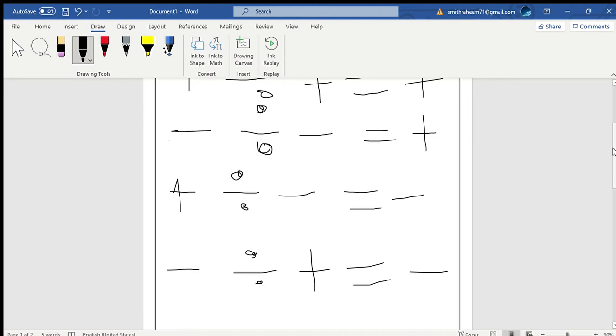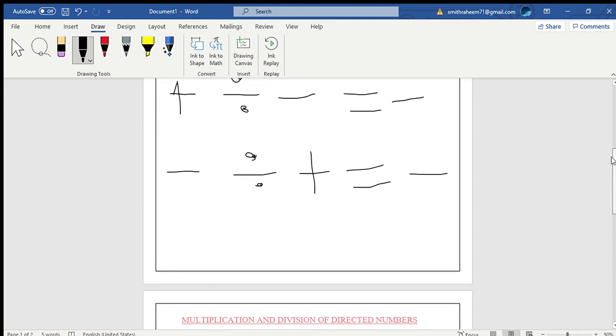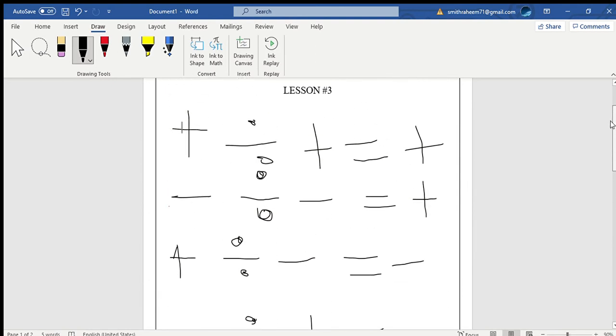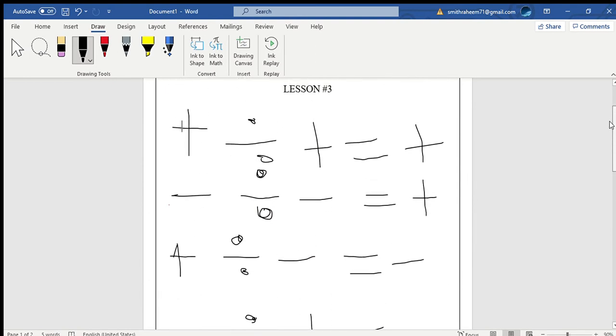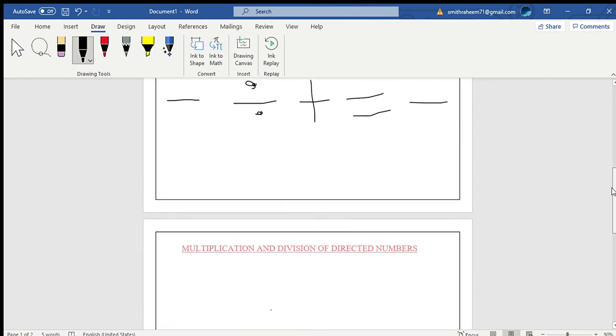Okay, so I'm going to give you some examples with the multiplication and also with the division. And if you're not sure what the positive and the negative are, you could watch lesson 1 and lesson 2 as well, and then lesson 3, which I'm doing right now.